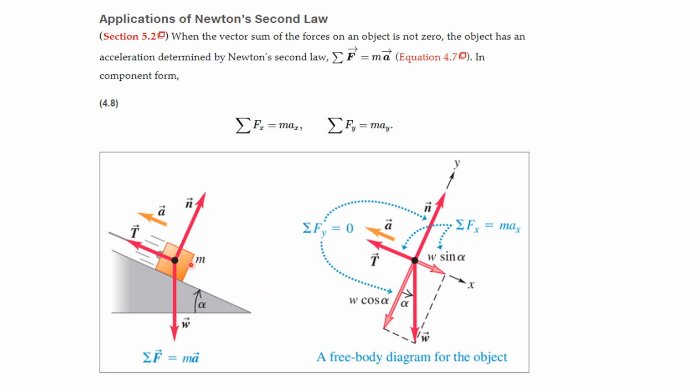So if you're on the inclined plane, and you are looking at a free body diagram over here, you still have this box. Again, we have the weight, which has a component going down the inclined plane, and it has a component that is perpendicular to the inclined plane, and that's balanced by the normal force, because there's no acceleration happening perpendicular to the plane.